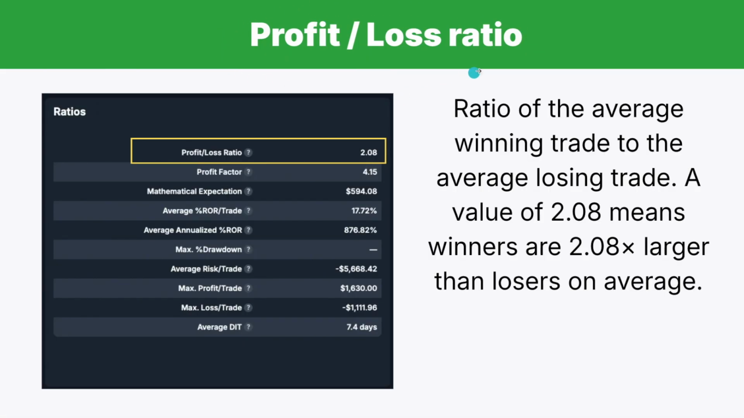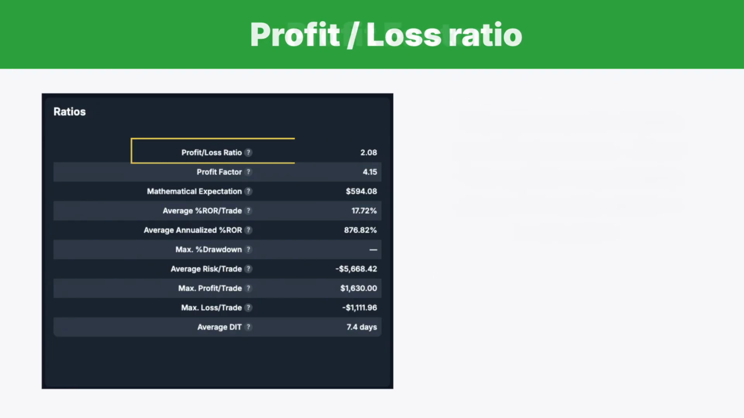The first ratio is the profit and loss ratio. This compares the average size of your winning trades to the average size of your losing ones. A value of 2.08 means that on average, your winners are more than twice as large as your losers. In other words, when you're right, you make significantly more than you lose when you're wrong. That asymmetry is one of the foundations of a healthy trading system.